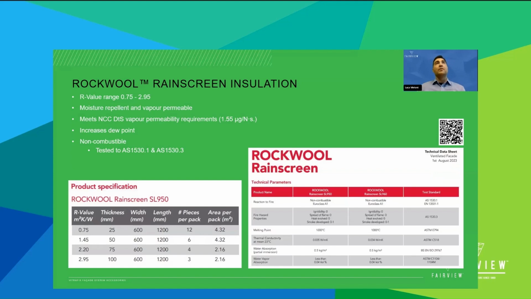Rock wool Rainscreen insulation, which comes in our R-value range from 0.75 to 2.5. It's a moisture repellent and vapor permeable product, which means it can be easily installed outside of the cavity, so it doesn't need to be protected with a membrane. It makes an ideal product for new buildings or also whole buildings which are looking to improve the thermal efficiency of the facade. It meets the National Construction Code to satisfy vapour permeability requirements, so class 4, and 1.2555 micrograms per second. It increases the dew point, and it's non-combustible.